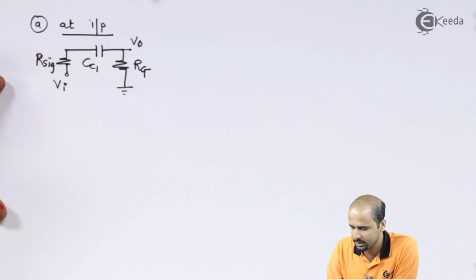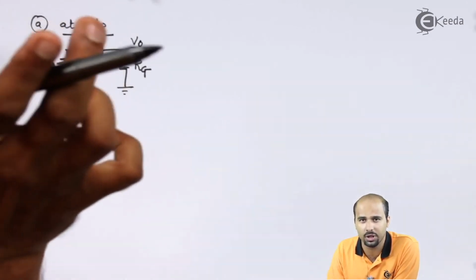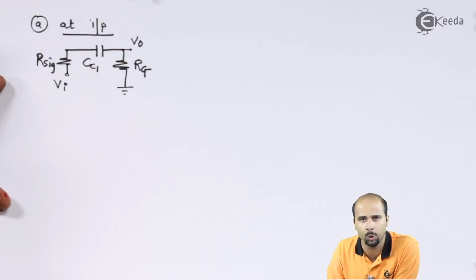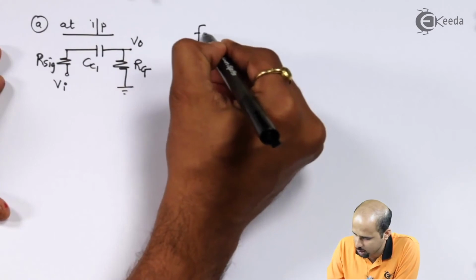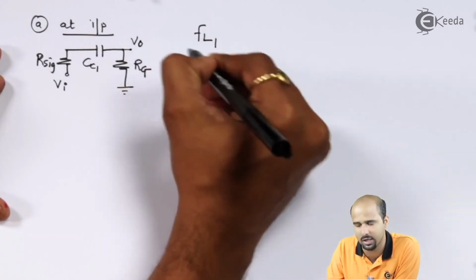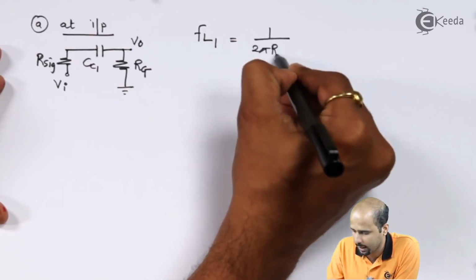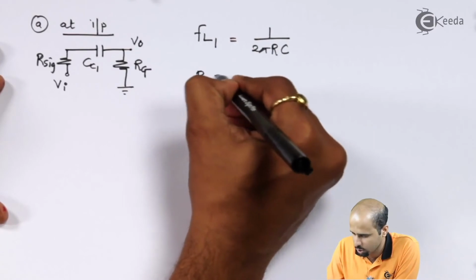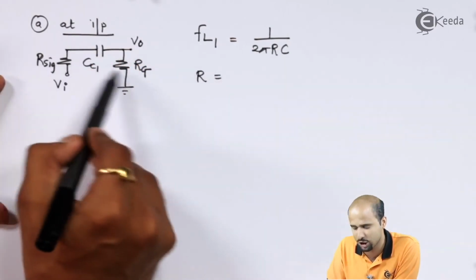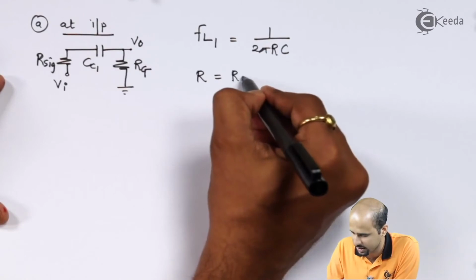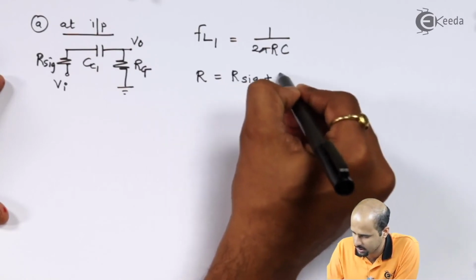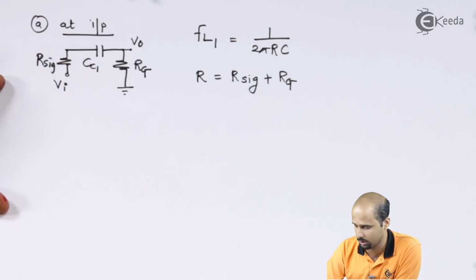If we take this particular circuit network, then this will form a lower cutoff frequency for a particular ratio of parameters in the form of R signal, CC1 and RG, right? So whatever lower cutoff frequency I get, I'll consider it as FL1, and that is nothing but 1 upon 2 pi RC. Now the question arises, what is R? R is nothing but the summation of the adjacent resistances, that is R signal plus RG.